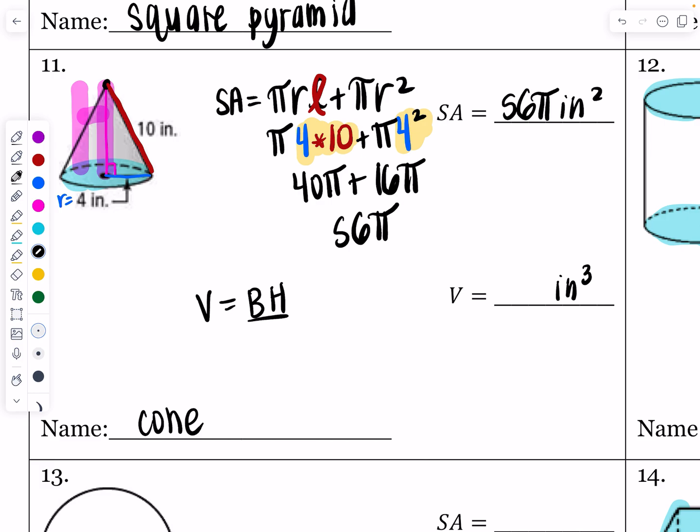So what is my formula for the volume of a cone? Base times height divided by 3. So we've already found our base. It was pi r squared, so that's going to be equal to pi 4 squared times my height. Well, I do not have the height of this cone yet. I need to find it.